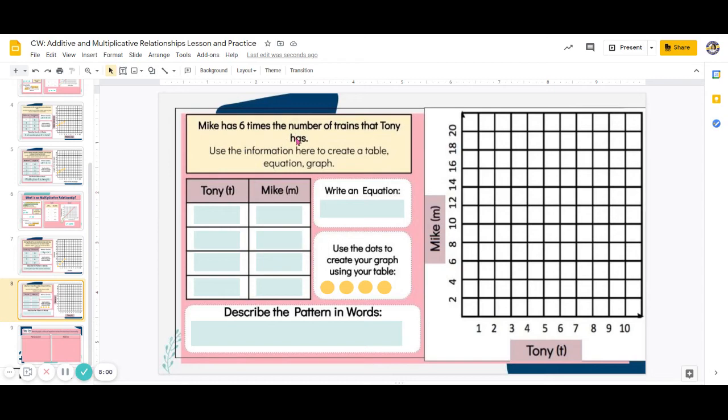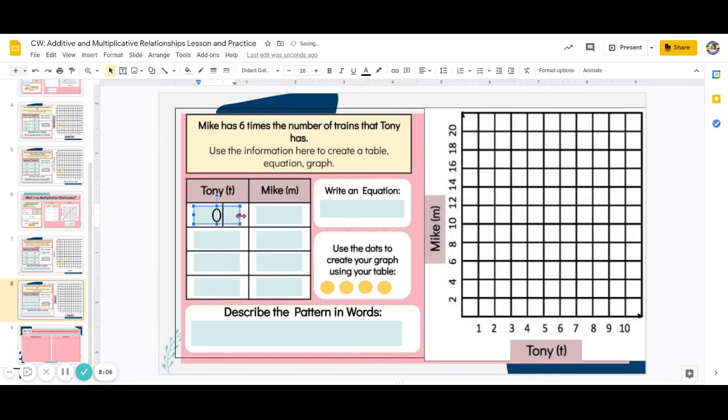All right, Mike has 6 times the number of trains that Tony has. Okay, so if Tony has no trains, then neither does Mike. What if Tony has 1 train? Mike has 6 times this, so then he has 6 trains. If Tony has 2, Mike has 6 times this number, then he has 12 of them. If Tony has 3, Mike has 6 times that, he will have 18, my bad.